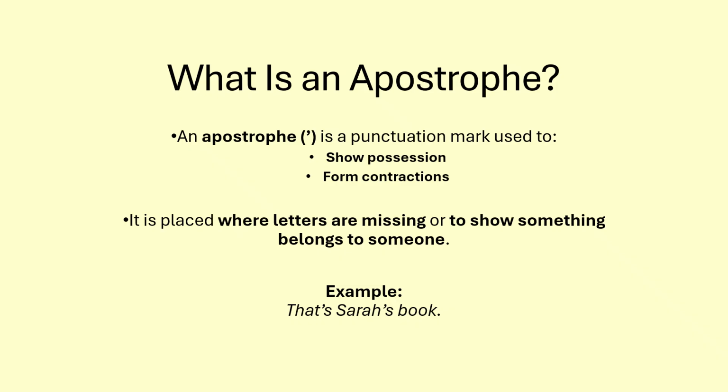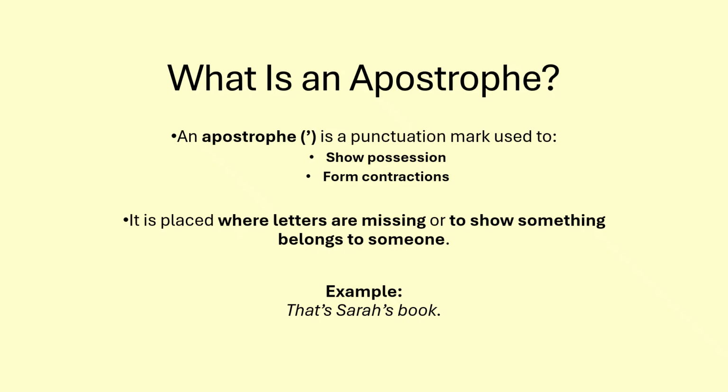So it can be placed where the letters are missing. If it is being used to form a contraction, the apostrophe denotes where the letters are missing or what letters are being replaced, and also to show something that belongs to somebody. So if it's being used to show possession, it will show that something belongs to somebody else.